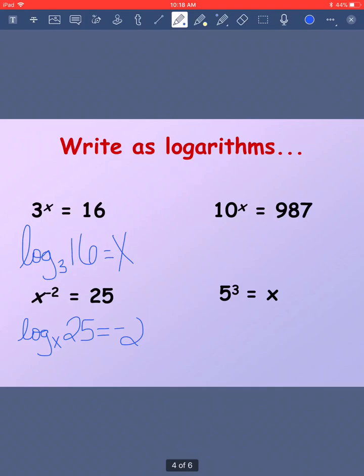And this just takes practice, getting used to going from one form to the other. I've got 10 to the x power equals 987. This one can be written two different ways. So first off, I've got log, my base is 10, of 987, and that equals x. And the way that it's going to be written most commonly, because our base is 10, that's a common logarithm, so we don't have to write the base. So we can write it as log of 987 equals x.